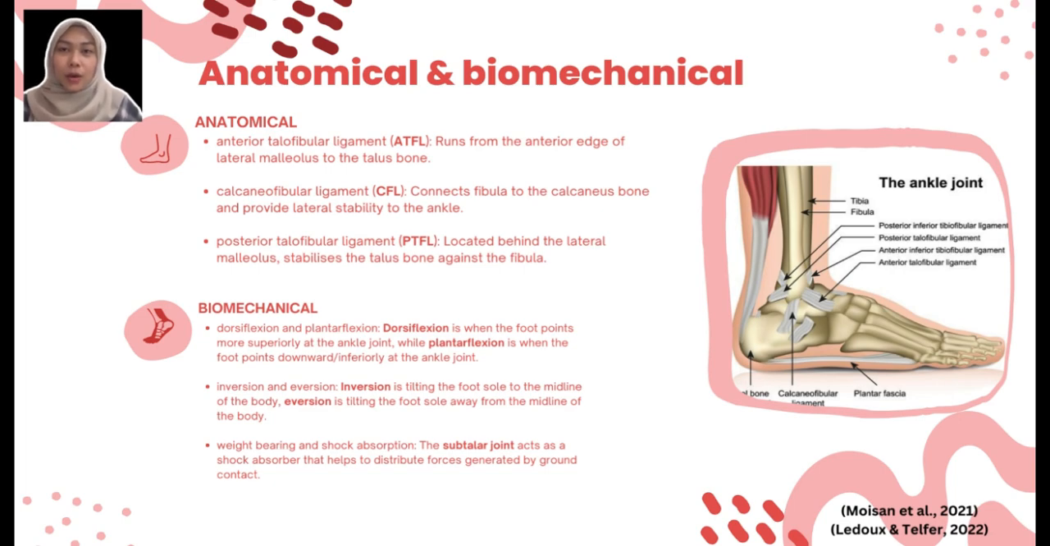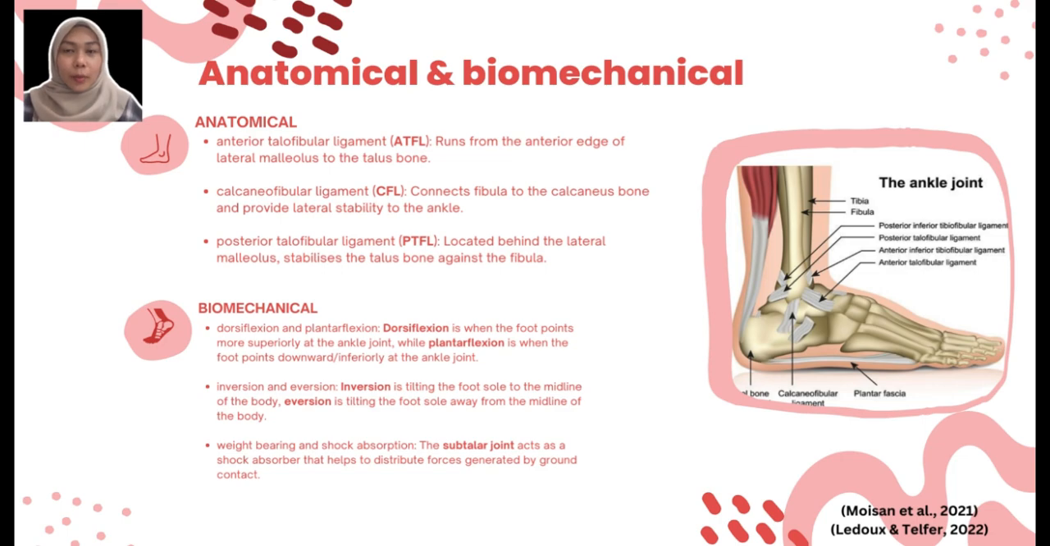The ankle consists of the anterior talofibular ligament, which is ATFL. It runs from the anterior edge of the lateral malleolus to the talus bone. Next is the calcaneofibular ligament, which is CFL. It connects the fibula to the calcaneus bone and provides lateral stability to the ankle. Then we have the posterior talofibular ligament, which is PTFL. It is located behind the lateral malleolus and it stabilizes the talus bone against the fibula.